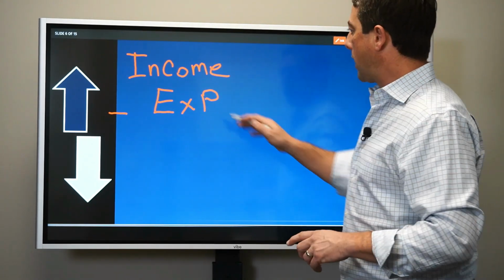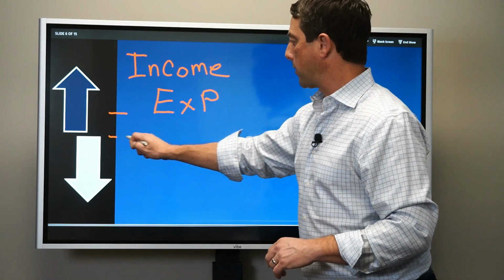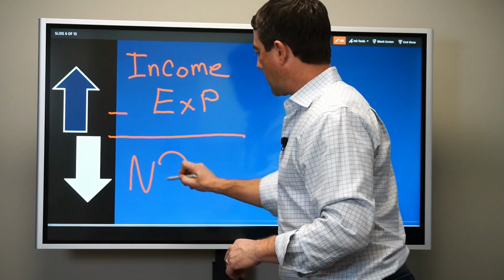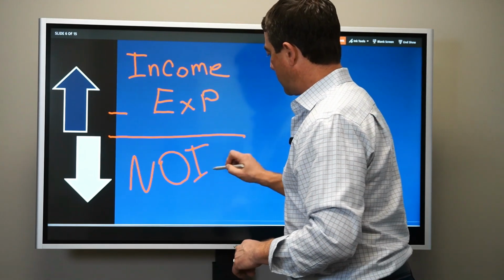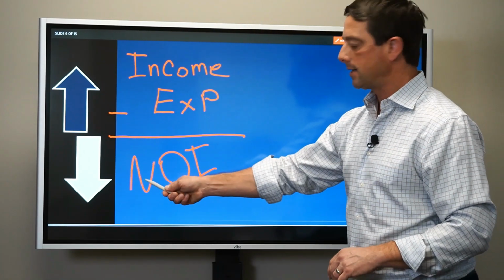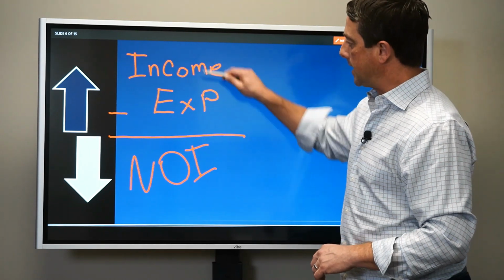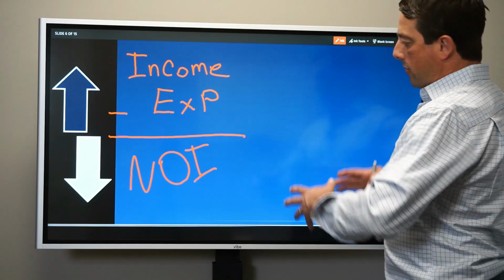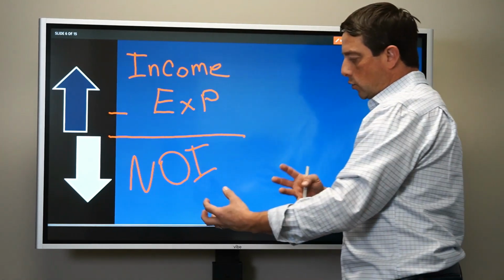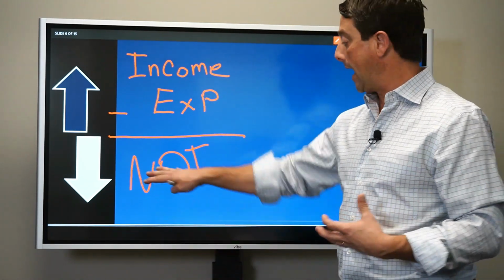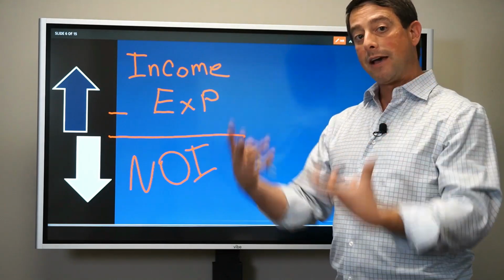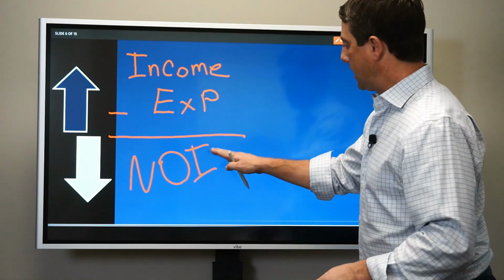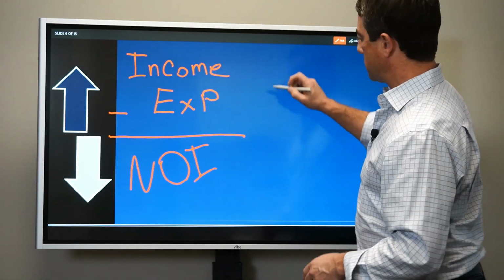So we have income minus our operating expenses equals NOI, or net operating income. Income minus expenses equals NOI. Now, the net operating income is what we have to pay the bank or our lender, and whatever is left over is cash flow, and that's ours. So now the formula is net operating income. Let's see, I'm going to start back over here.